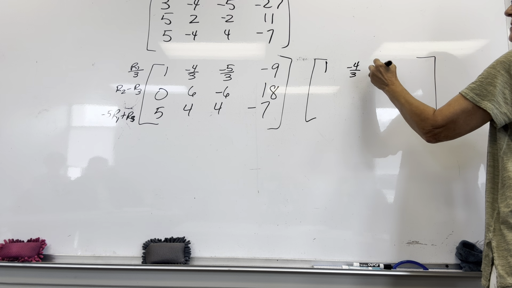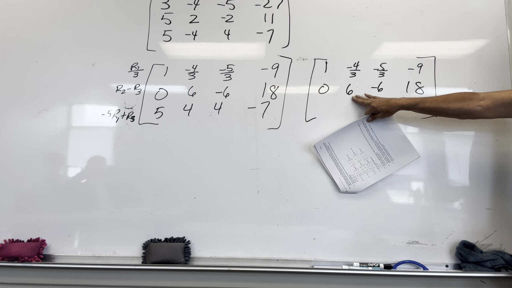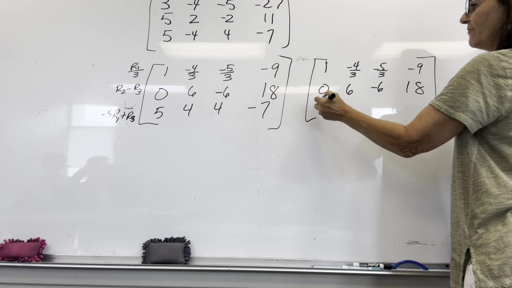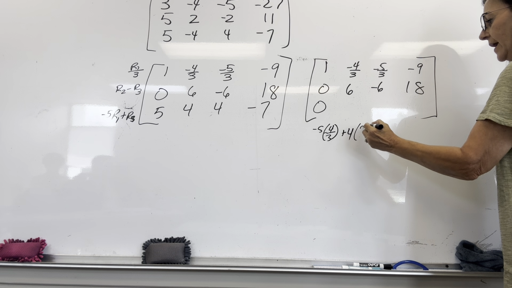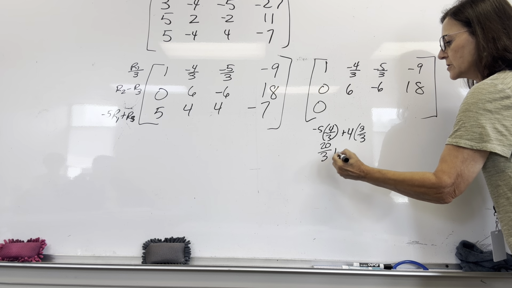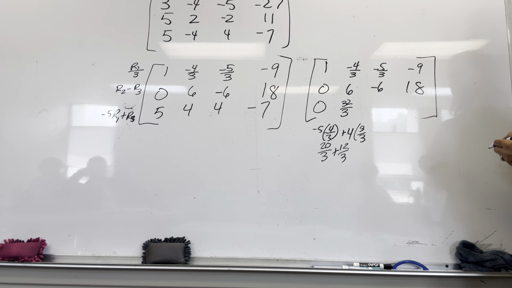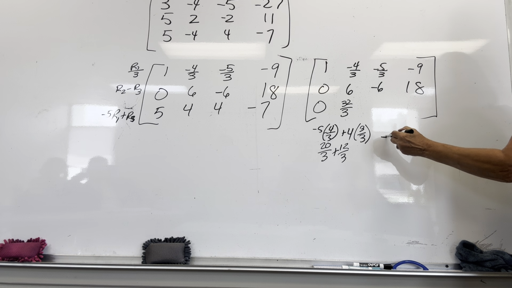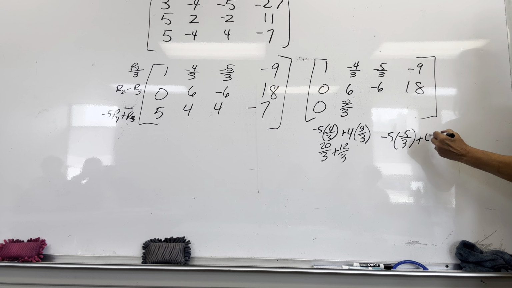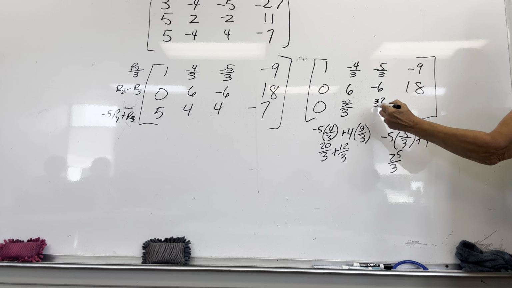1, negative 4/3, negative 5/3, negative 9. We're not doing anything here. This next row would be easy to change to a 1. We just divide by 6. That's real nice. Okay. -5, 0. So it's -5 times -4/3 plus 4. We're going to have a common denominator. So it's going to be 20/3 plus 12/3, which is 32/3. Right? 20, 12, 32. Then we take -5 times -5/3 and add it. It's the same one, except this is 25/3. So that's 37/3.